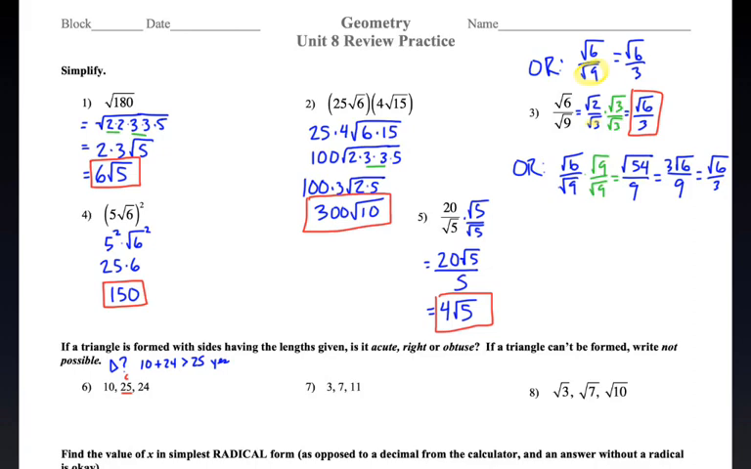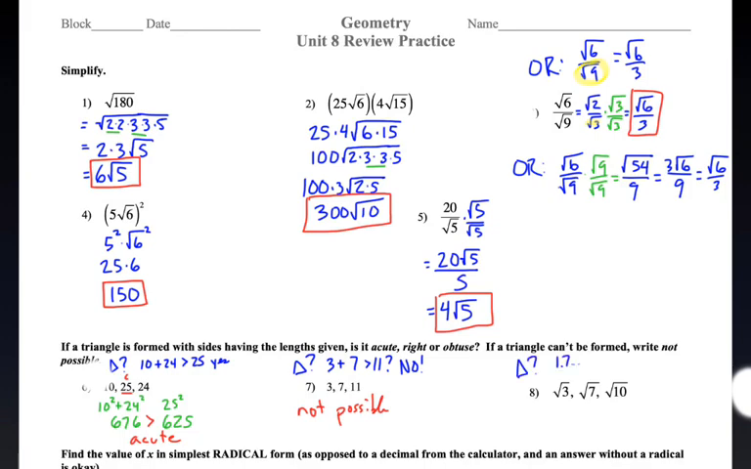So now I can go apply the Pythagorean theorem. 10 squared plus 24 squared. How does it compare to 25 squared? 676 is more than 625. The c squared is less than, so that's acute. Number 7, is 3 plus 7 more than 11? Nope, no triangle.